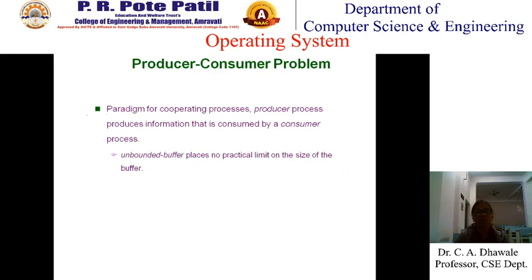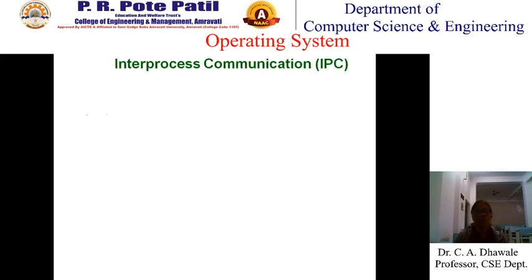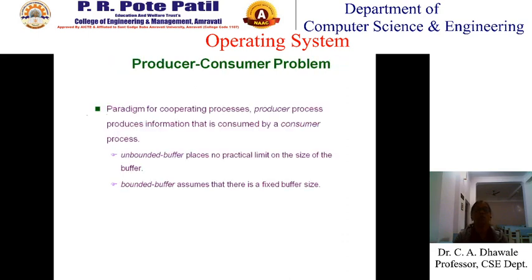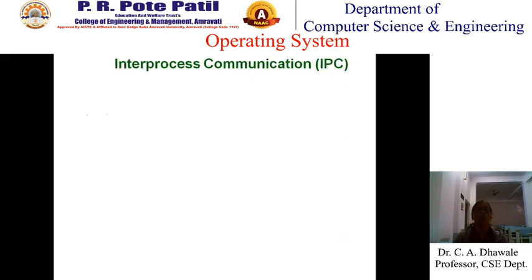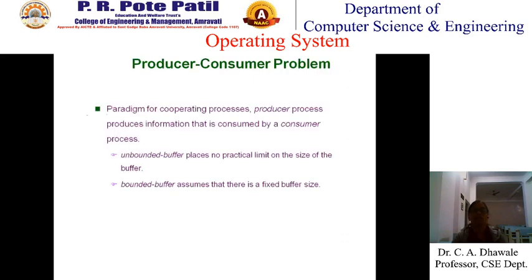Now, where is this shared information kept? It is kept in a buffer. There may be an unbounded buffer, which places no practical limit on the size of the buffer, and another one is a bounded buffer, which means there is a certain fixed buffer size. So this is all about cooperating processes, and inter-process communication we will see in the next lecture.